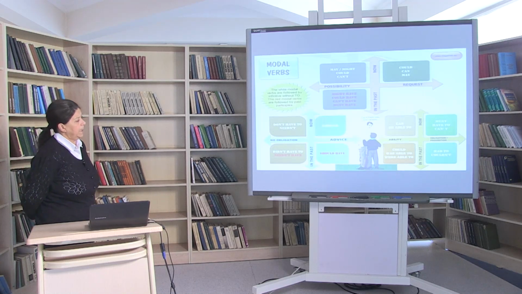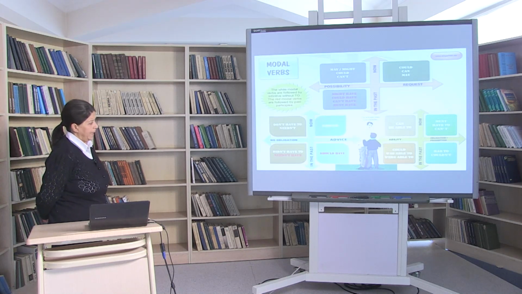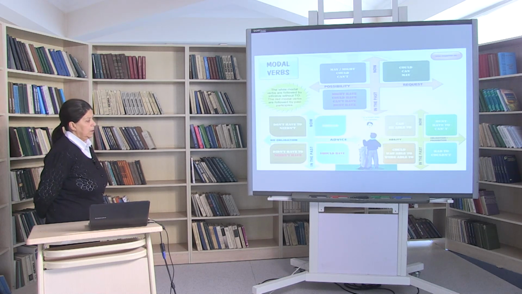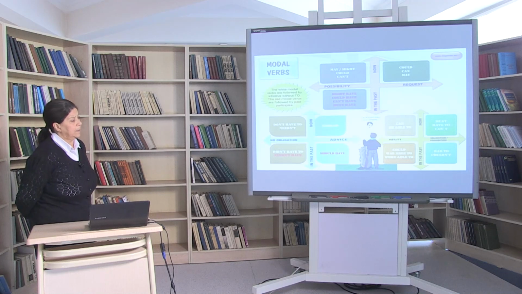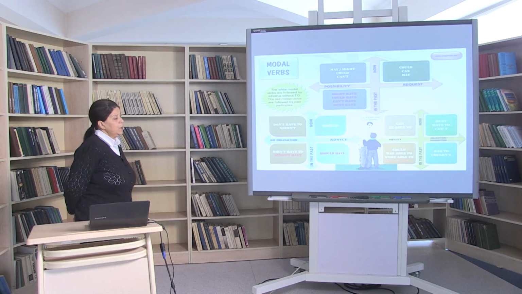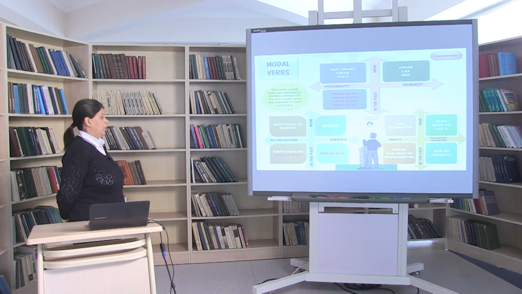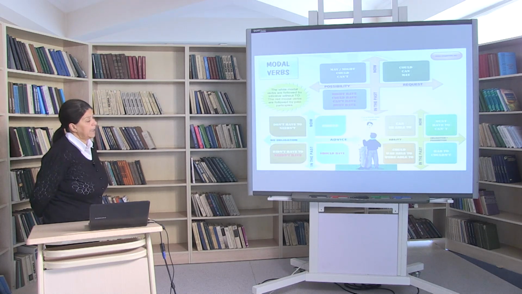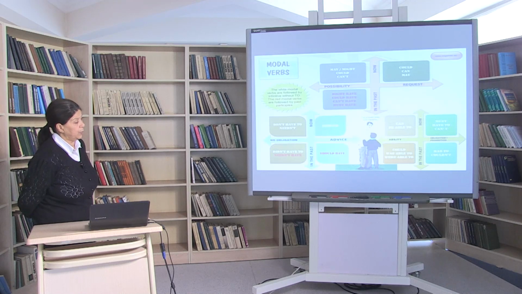Some modal verbs can have synonyms. For example, I want to speak first about can. Can is the main modal verb in English, and it has the synonym to be able to. What is the difference between can and to be able to? The main difference is that can is followed by the infinitive without to, but to be able to is followed by the infinitive with to. And there is another difference between can and to be able to.